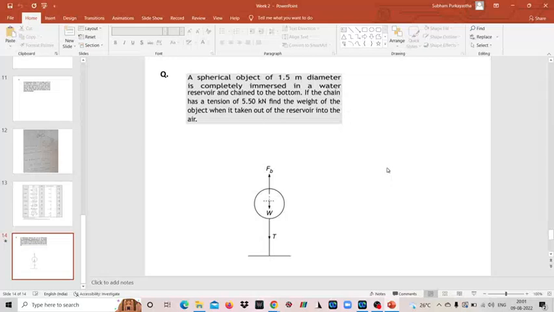See, the situation is given in the question. That situation is also true, what you are telling. If suppose the net weight is positive, or the actual weight is more than the buoyant force, then definitely the body will move downwards. But looking at the question, it is not that case.